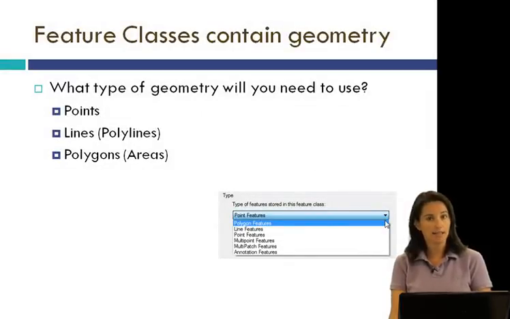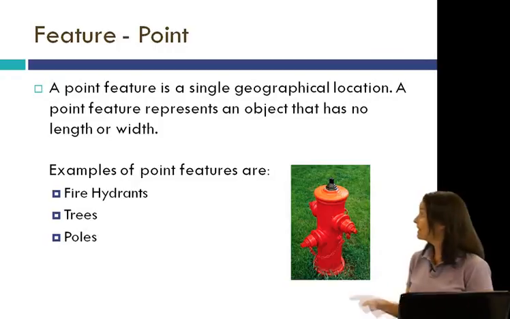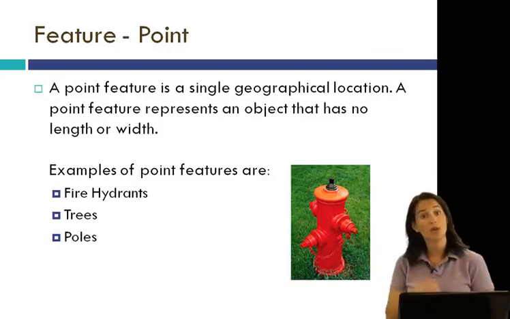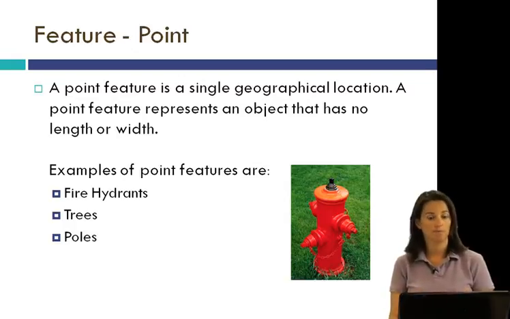Okay. Feature classes contain geometry. What this means is you will have a feature class, and it will either be a point, a line, or an area. A point is a single geographical location. It doesn't have a length, it doesn't have a width, it just has one point. Some examples would be a fire hydrant, a tree, or a power pole.